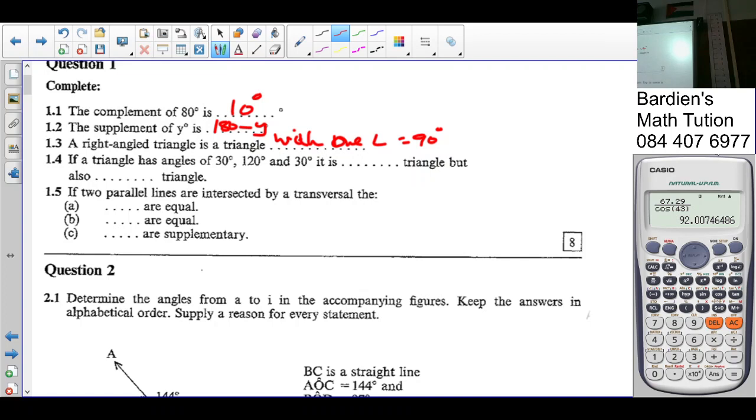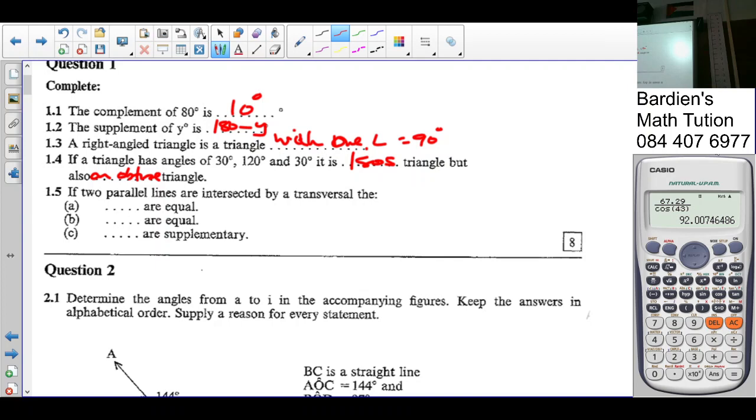If a triangle has an angle of 120 degrees and 30 degrees, what type of triangle is this? This is an isosceles triangle, but also an obtuse. Obtuse. What does obtuse mean? Bigger than 90, less than 180.